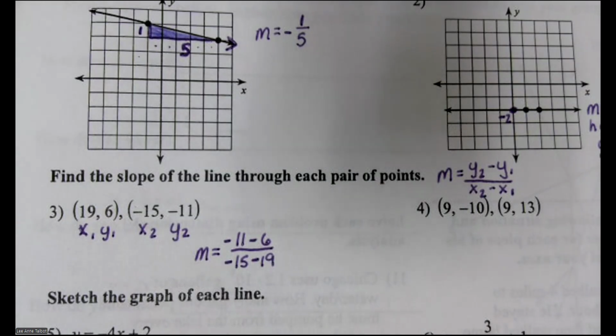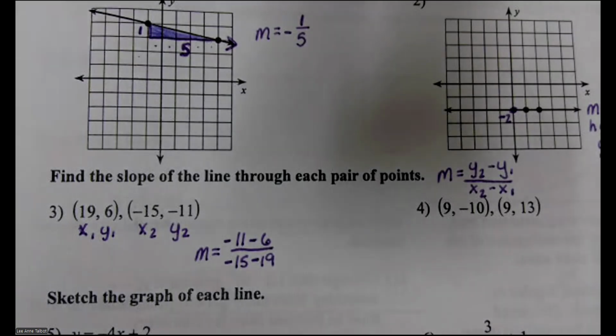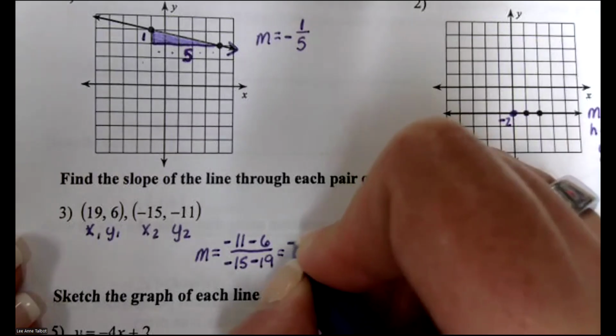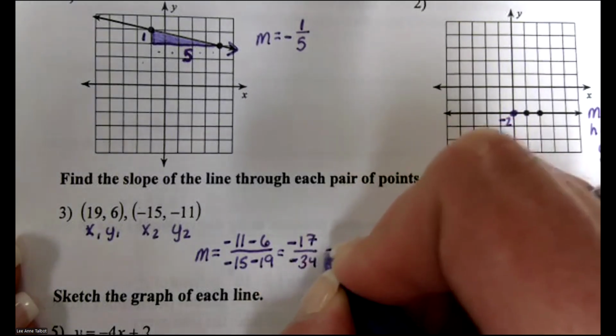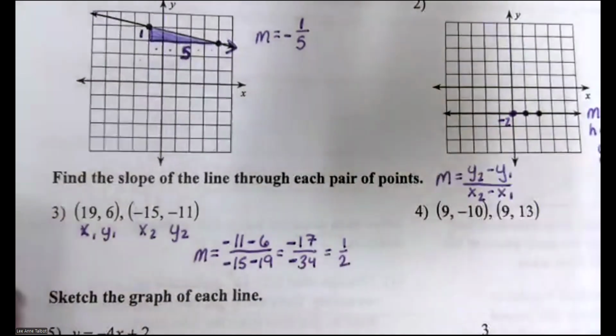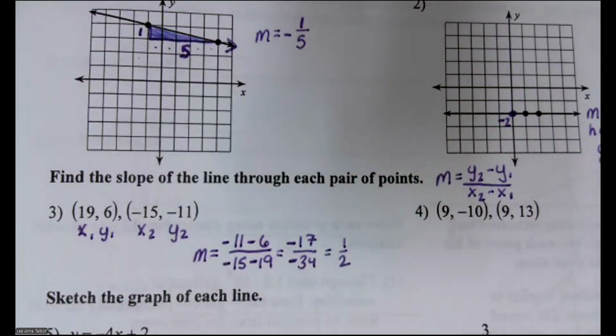-17 over 34. -17 over -34, which is 1/2. I don't know if any of you guys out there are like fully aware that 17 times 2 is 34. Takes me a minute.